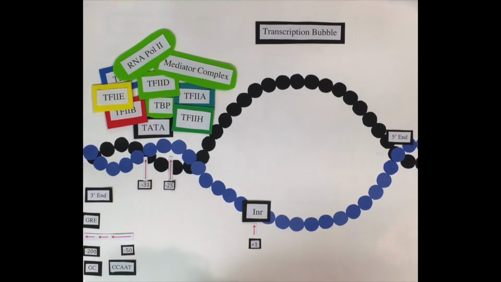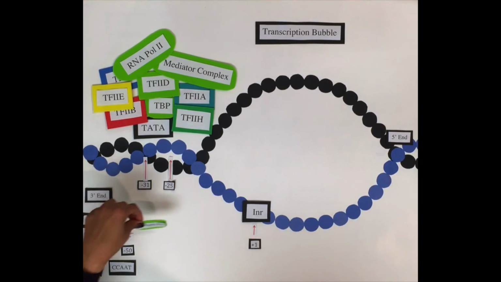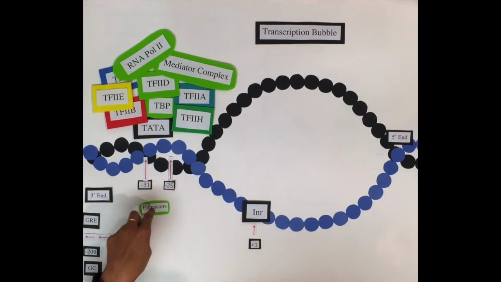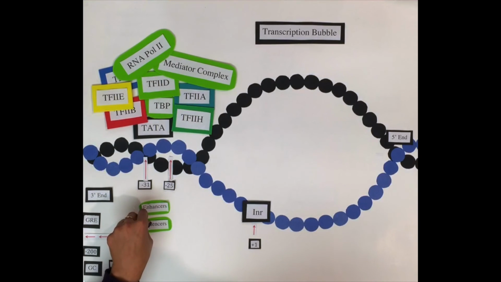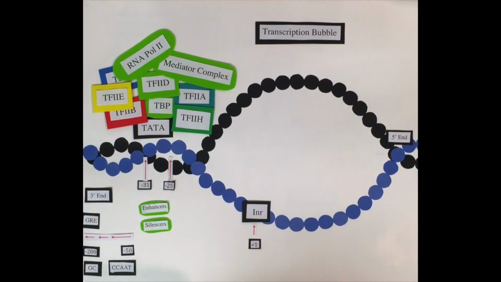Next, we have the distal regulatory regions, which can be present thousands of base pairs upstream or downstream of the transcription start site. These regions include enhancers, which increase the rate of transcription, and silencers, which negatively affect the rate of transcription by binding repressors.